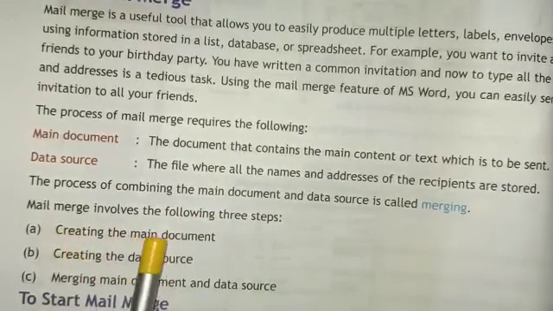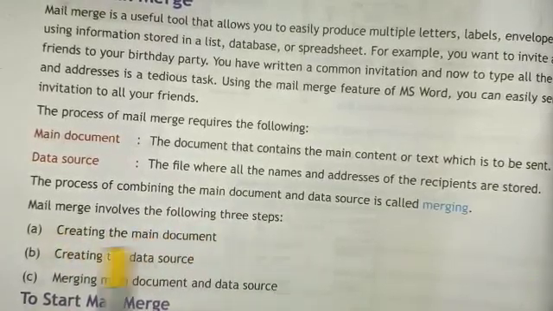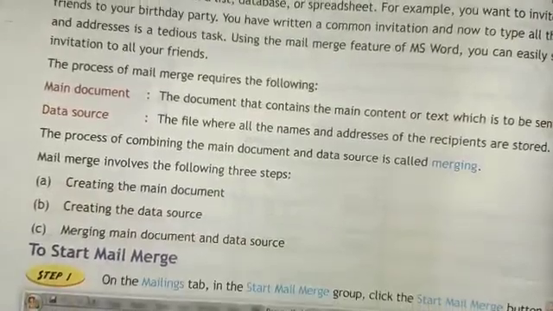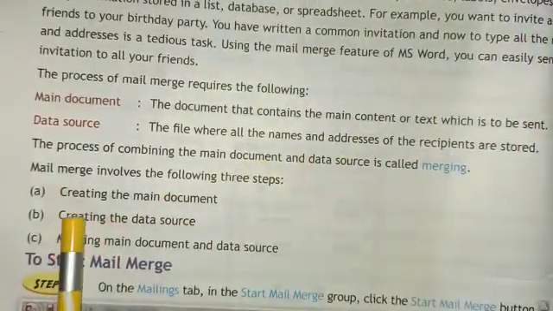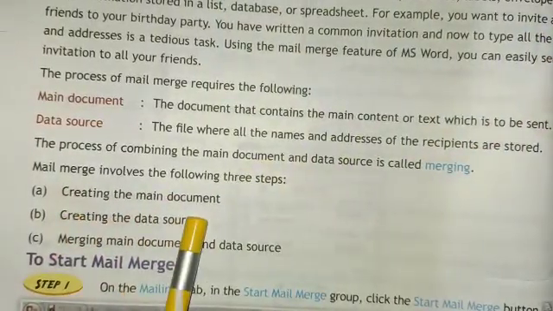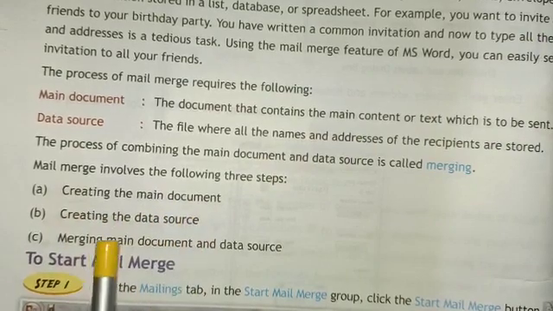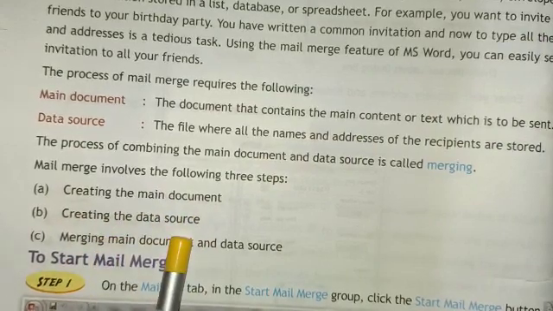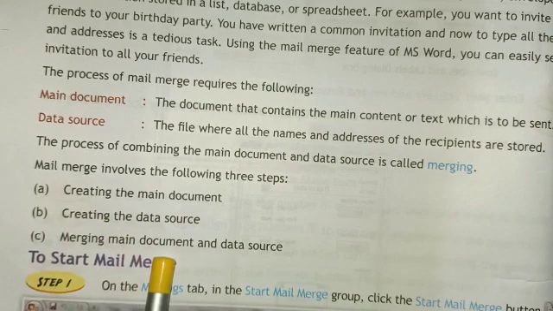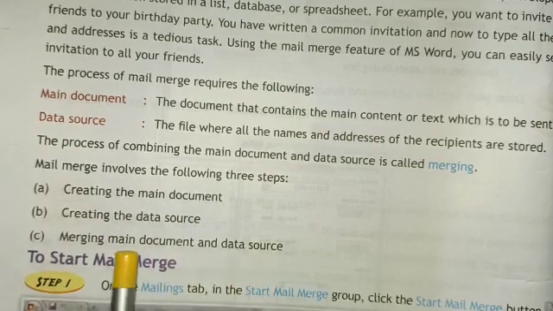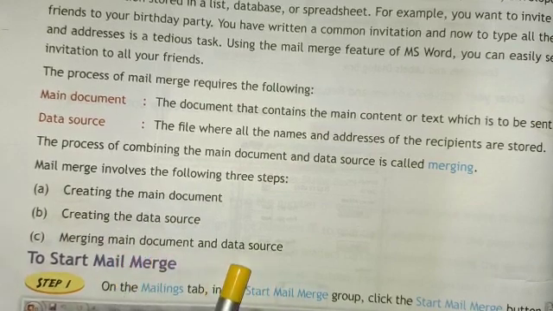Mail merge involves the following steps. There are mainly 3 steps in mail merge. First, creating the main document. Then creating the data source. Then merging the main document and data source together.